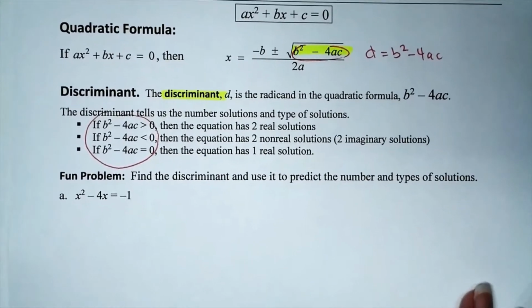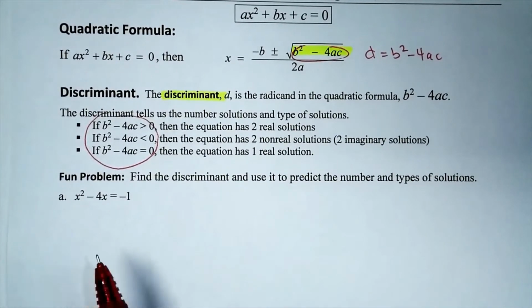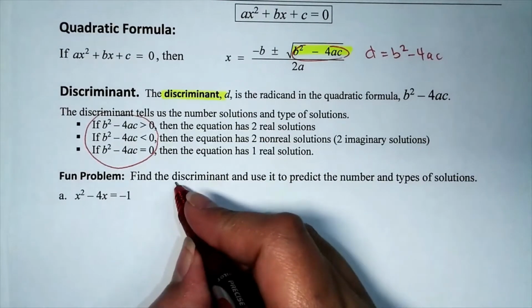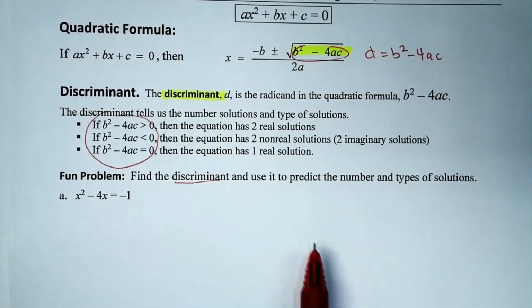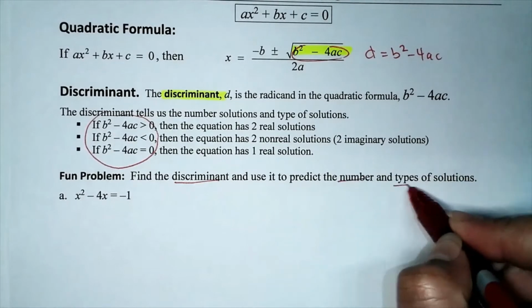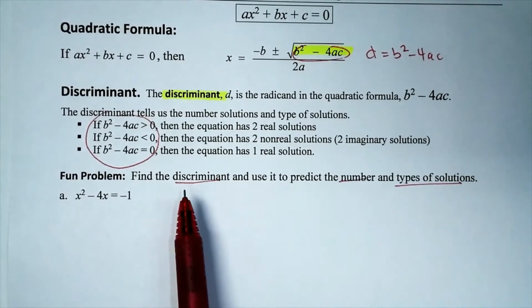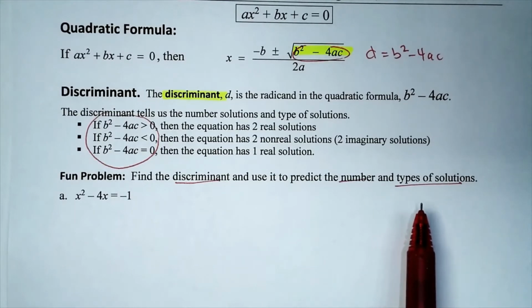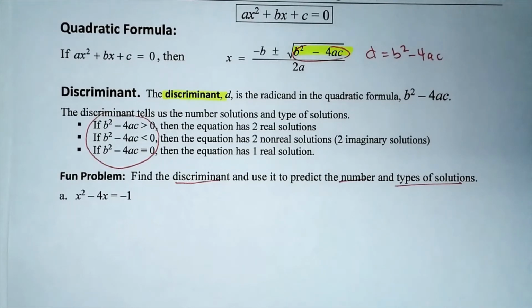Okay, so let's go ahead and do this. For these next three fun problems, I'm not really interested in the solution. The problem reads: find the discriminant and use it to predict the number and types of solutions. So tell me what the discriminant is, and then make a prediction to tell me how many solutions we are expected to have and what kinds of solutions. Are they real number solutions, non-real solutions, and so forth.